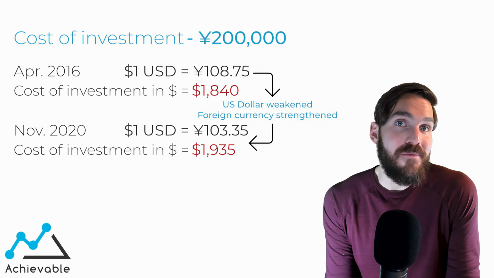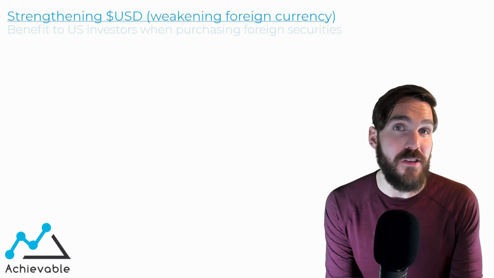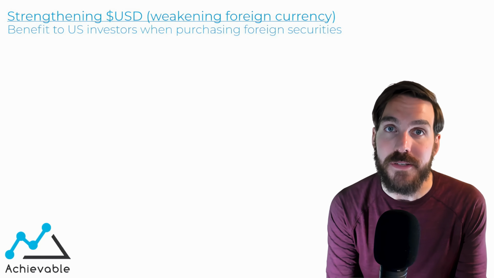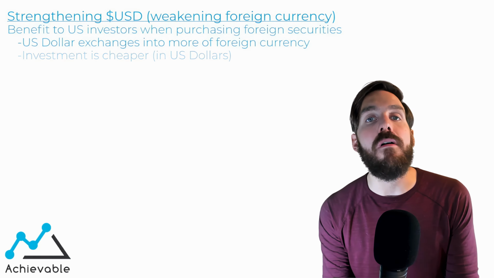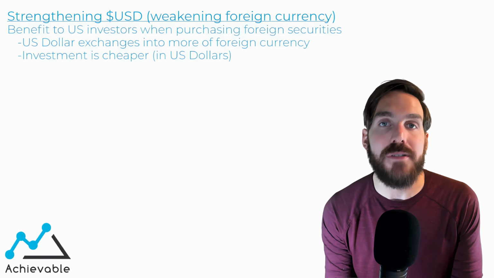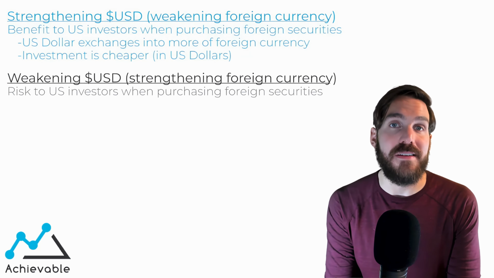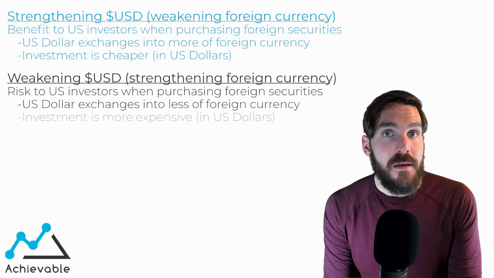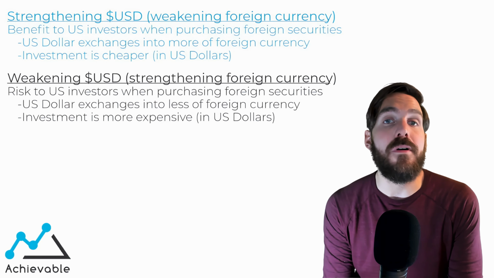So real quick, let's summarize what we just learned. A strengthening US dollar is a benefit to US investors purchasing securities denominated in foreign currencies because they can purchase more of the foreign currency, making the overall investment cheaper from a US dollar standpoint. Versus a weakening currency is a risk for US investors if they're purchasing a security in a foreign currency, because their dollar doesn't go as far, making the purchase a little bit more expensive.